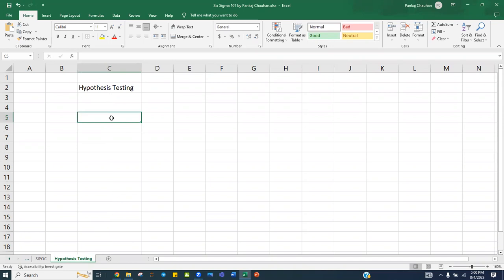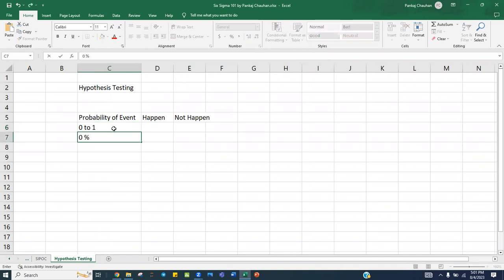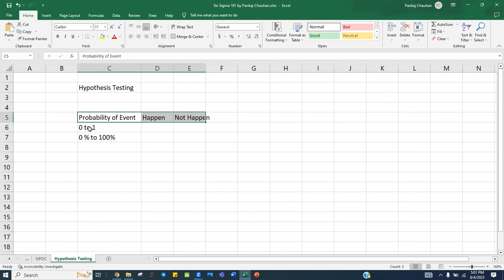So we talk about the probability of any event. There are two chances of anything: either it will happen or it will not happen, right? So we measure it on a scale of 0 to 1, or you can say 0% to 100%. The probability of any event, whether it will happen or not, lies between 0 to 100% or 0 to 1.